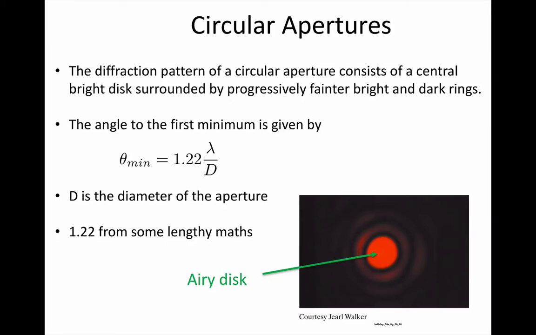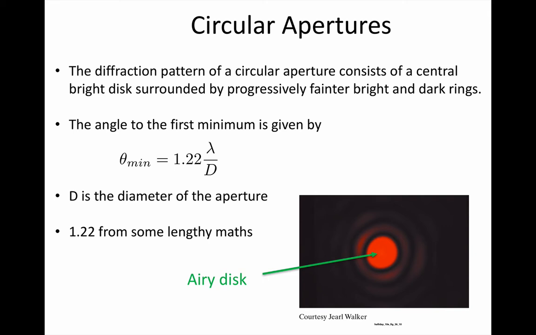We have already seen that for a circular aperture of very small diameter, light will diffract outwards in all directions, creating a pattern like you see here, with a central bright disk called the Airy disk, surrounded by several progressively fainter secondary rings. For circular apertures, the angle that the first minimum is located at is given by the equation theta of the minimum equals 1.22 lambda over d, where d is the diameter of the aperture.